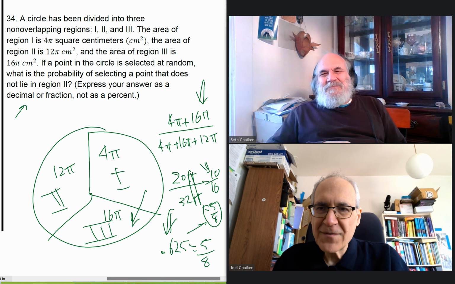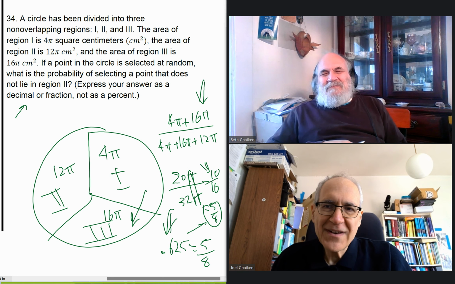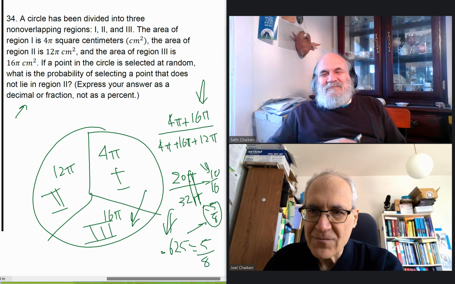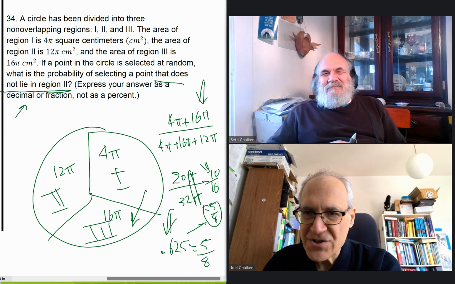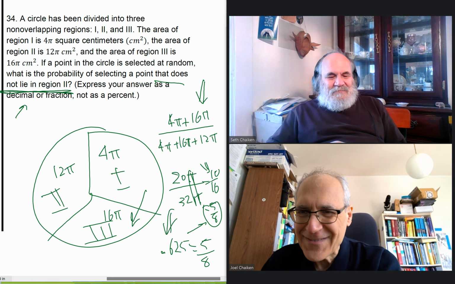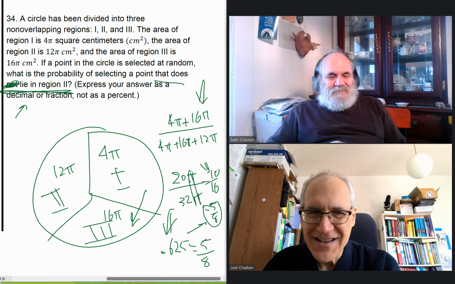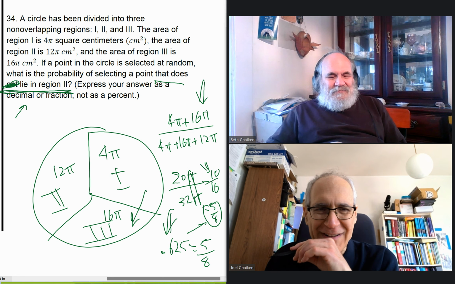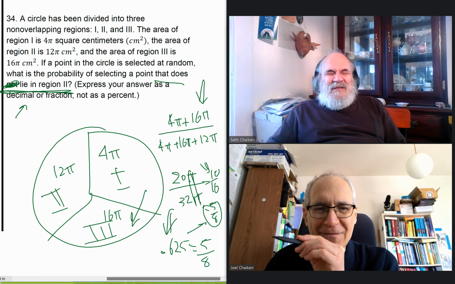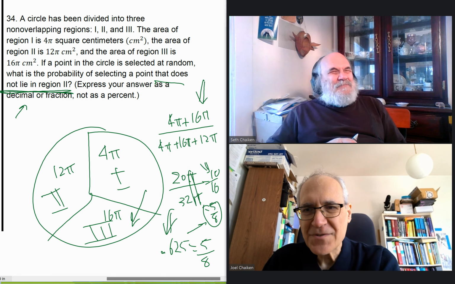Does this problem differ from a school test? Not really. You can have this question tested in school. Notice that you have to read it really carefully: a point that does not lie in region 2. If you don't see the word not, then you have a problem with this question. One little word makes a difference.